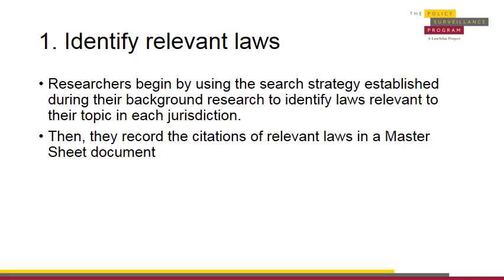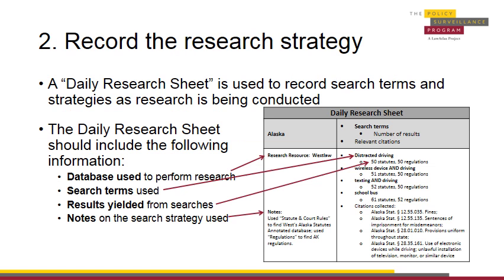The first step in collecting the law consists of identifying relevant laws in the jurisdictions being researched. Researchers should use the search strategy established during their background research to identify relevant laws. Note that if the scope of your project changed during question development, you may have to modify your search strategy accordingly. As researchers are identifying relevant laws, they should record the search terms and strategy being used in each jurisdiction using a daily research sheet.